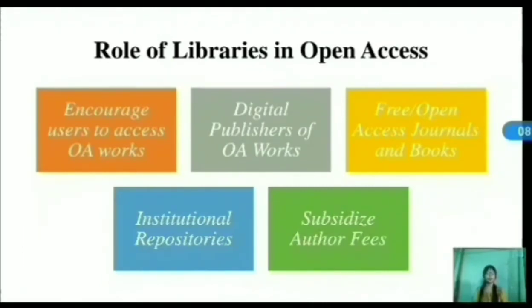Institutional repository. Libraries can eventually help in creating an institutional repository for an institution by using open source software like DSpace, ePrints, Greenstone, or by assisting in designing the user interface or in creating the IR metadata and many more. Subsidize author's fee. Libraries can always help the authors by subsidizing or reducing the article processing charges.